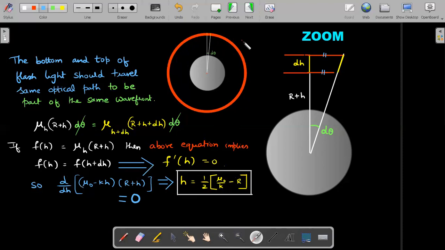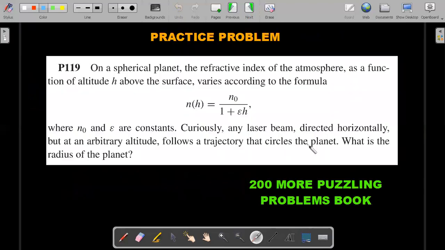circle in one plane. Okay, there is a very good practice problem that you should take up from the 200 More Puzzling Problems book, problem number 119. It's a similar problem, but there is a small difference. The variation has been changed. Can you see there? The variation was linear. Here it is not linear. The denominator is changing with height.